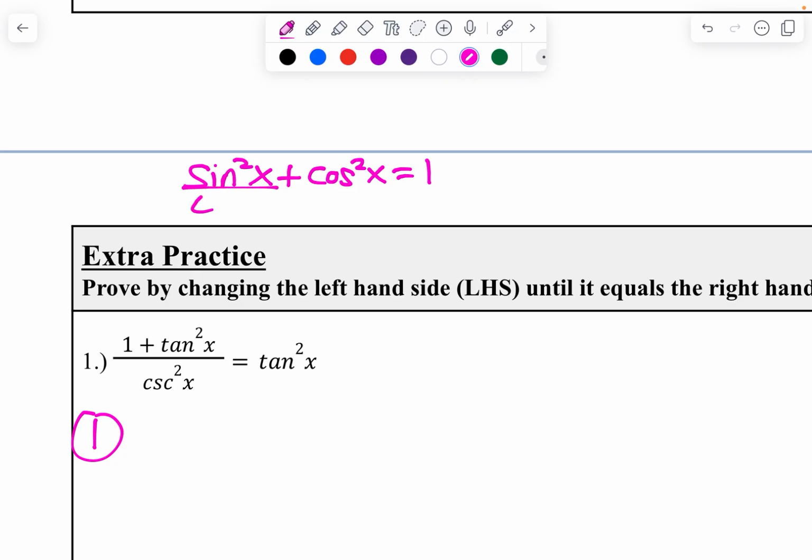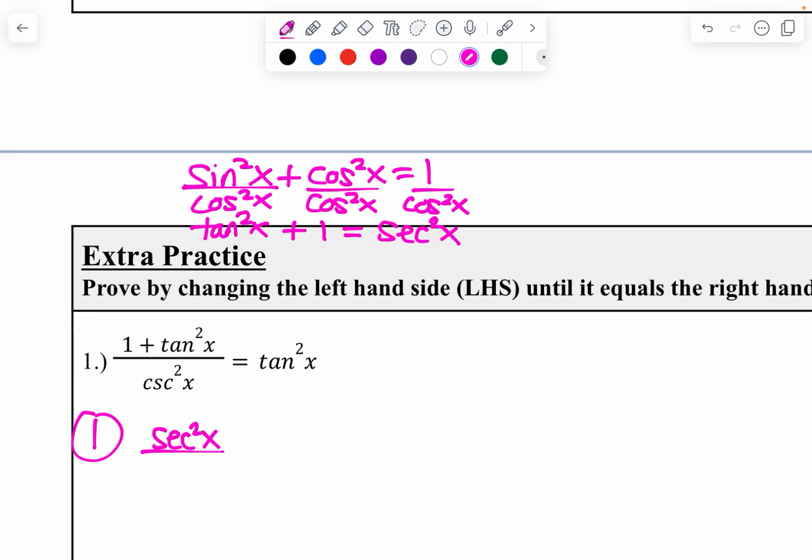In order to get tangent squared, we'd have to divide by cosine squared. So I'm going to divide the entire equation by cosine squared of x, and we see we get tangent squared x plus 1 equals 1 over the cosine squared, which is the secant squared of x. So we can replace the entire top portion with secant squared of x over cosecant squared of x.